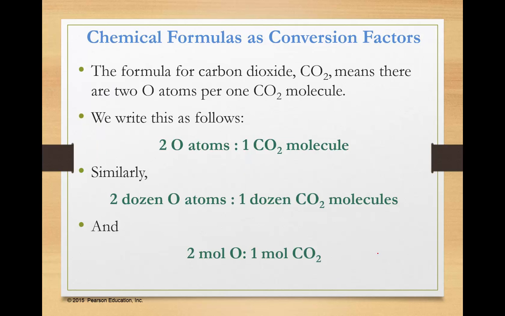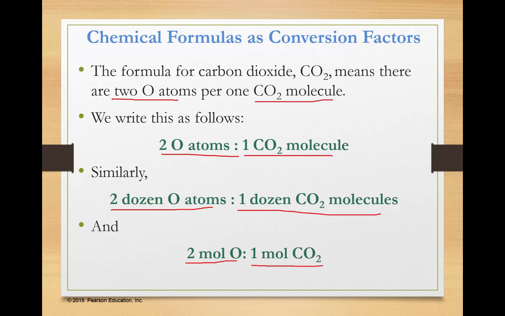All right, so let's do the same thing for a molecule. Let's look at carbon dioxide. It's 1 carbon to 2 oxygens. So 2 oxygen atoms for every 1 carbon dioxide molecule. So I can write that relationship in different ways. I can say there's a ratio of 2 oxygen atoms to 1 carbon dioxide molecule. I can say that I have 2 dozen oxygen atoms for every 1 dozen carbon dioxide molecules. So dozen to dozen. Or I can say there are 2 moles of oxygen for every 1 mole of carbon dioxide.